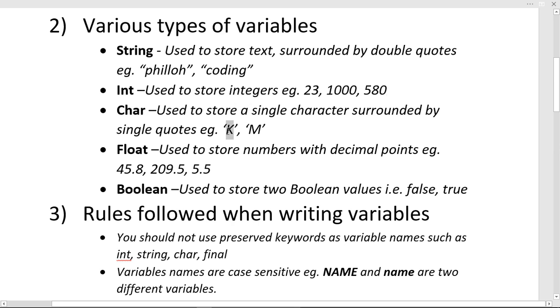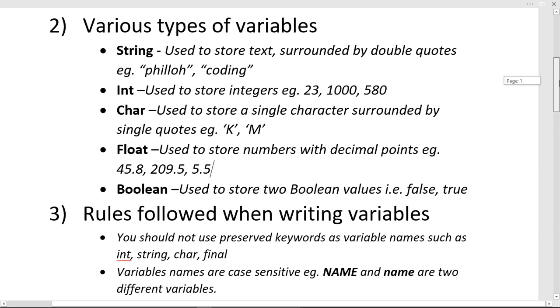You may have k, which is surrounded by a single quote. This one, so this is what you call char. All right, then we'll have floats. It's used to store numbers with decimal points. We may have 45.8, 29.5, 5.5. So these are just float numbers, right?